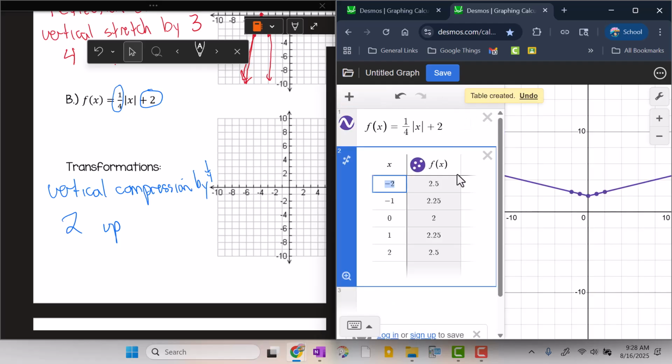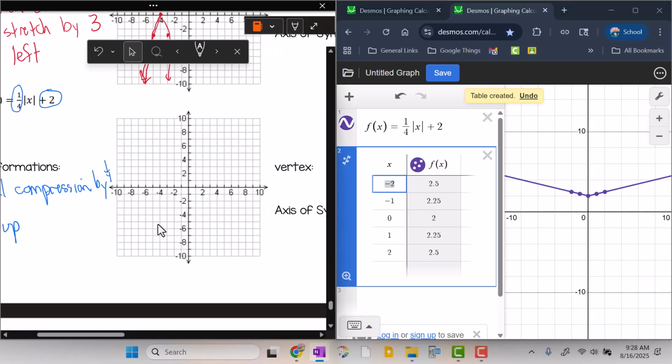So the gear, hit the table. These aren't very nice, but that's what happens when we make it a compression. So -2, 2.5, -1, 2.25. So it's very, very wide and looks something like that.